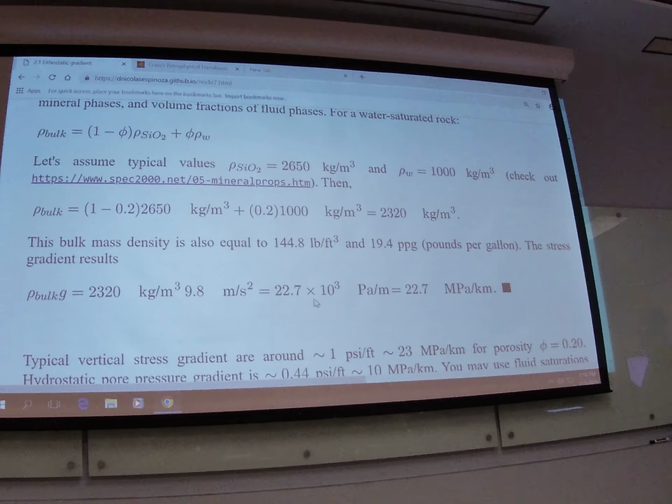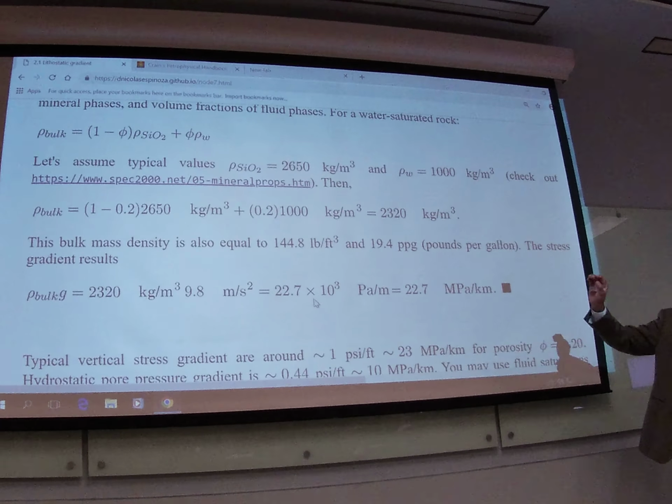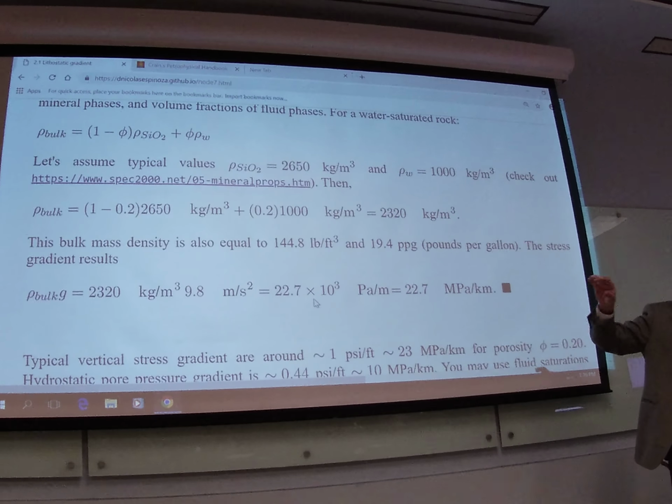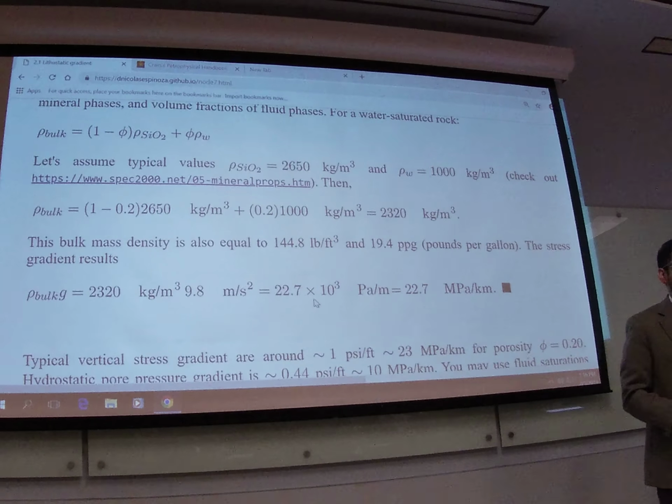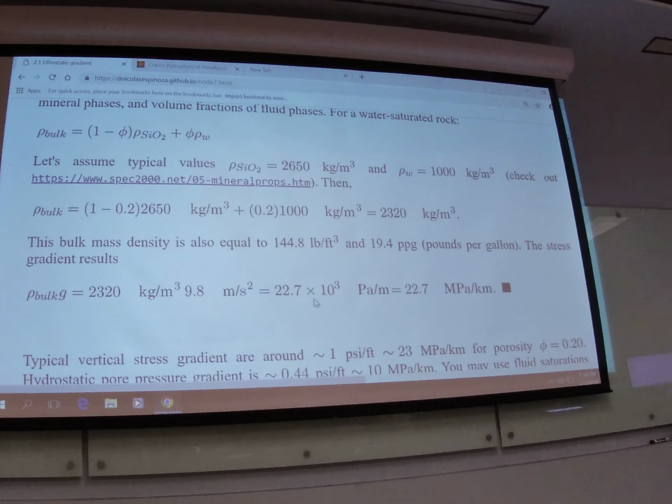I'm asking you just for the gradient, okay? Pay attention to the units. I strongly recommend that you work this out in metric units, and then you convert those to field units. All right?